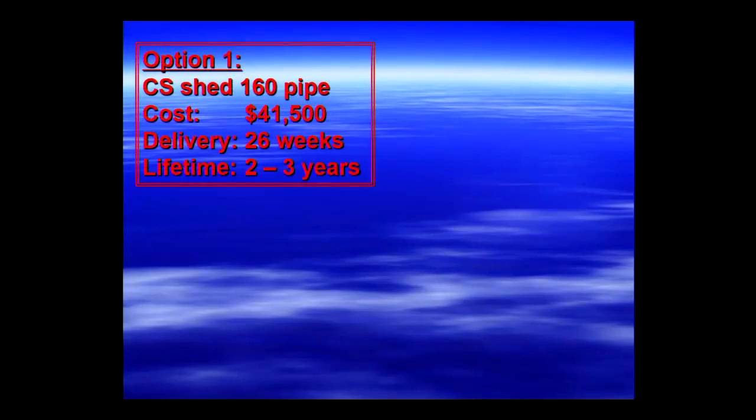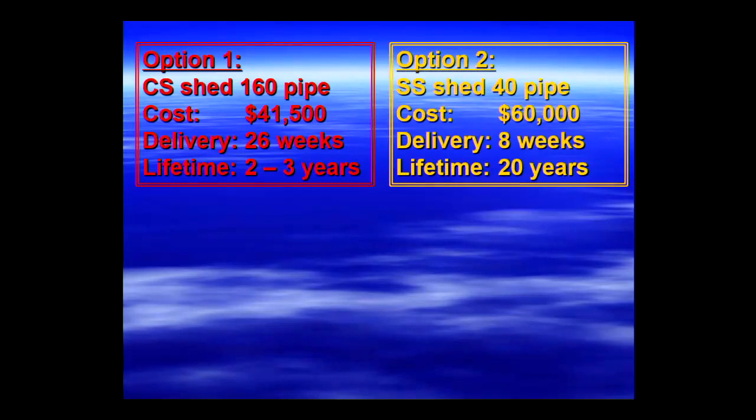So I eventually put 3 options to them. Option number 1, which was Schedule 160 pipe, very thick, expensive pipe, cost about $41,500 just for the tubes. Delivery was 26 weeks. Ooh, that hurt. Lifetime was about 2 or 3 years rather than the 6 months they were getting at the moment, simply because there was more metal to corrode through, that's all. Option number 2, why don't we go to stainless steel, Schedule 40 pipe? The cost is only $60,000, only slightly more. Delivery is 8 weeks, and the lifetime is 20 years. That would have worked.